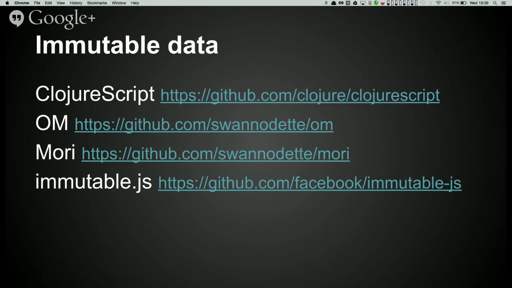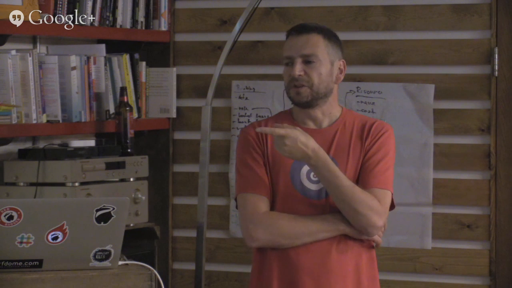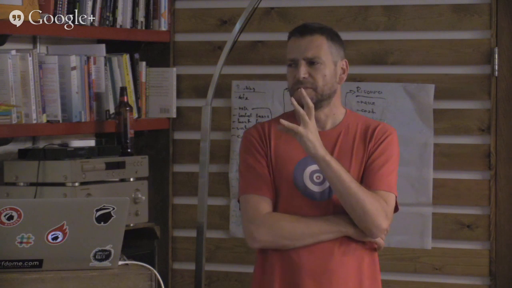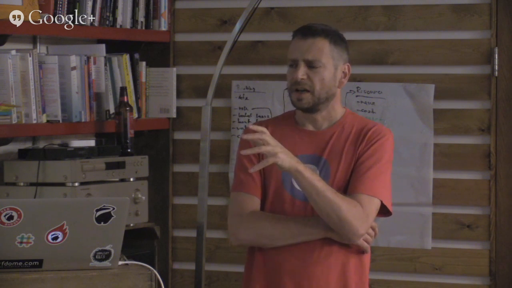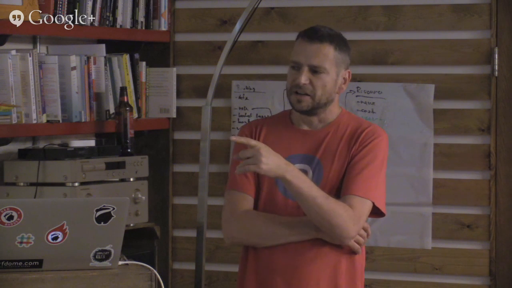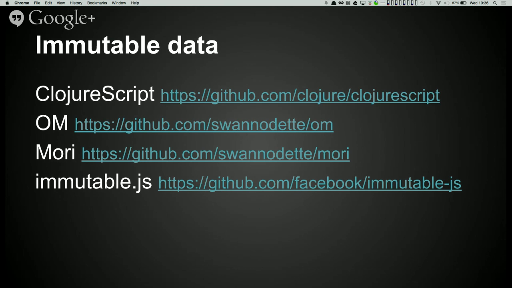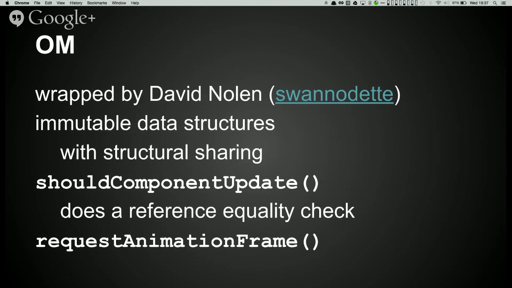Om, which I should talk about in a second, was actually written by the same guy who wrote ClojureScript, and also Mori, which is like a subset of ClojureScript. It's basically all of the data structures from ClojureScript, which is the same as Clojure, obviously. And Immutable.js, which Facebook recently released, is effectively a lighter weight version of Mori, also immutable data structures, but more JavaScript friendly, if you like. If you use something like Mori or Immutable.js to create immutable data structures and pass them into React, you can get all sorts of benefits. So David Nolen wrapped React in Om.